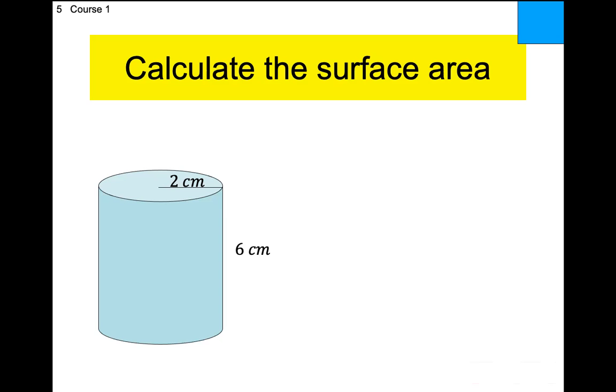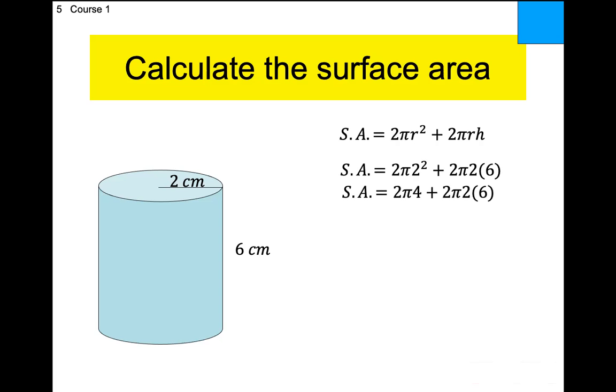All right, step number 2. Once you identify the shape, you write the formula, pi r squared plus 2 pi rh. Plug in the numbers. The radius is 2, the height is 6. I'm going to do it by hand. If you have a calculator at this point, you just type it in. 2 squared, that would be 2 times 2 is 4. 2 times 4 is 8. 2 times 2 times 6 will be 4 times 6, 24. 8 plus 24 is 32.